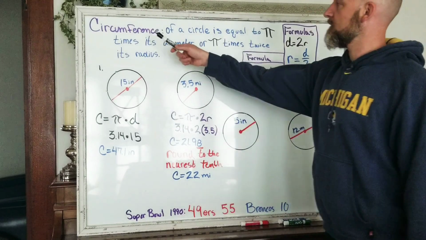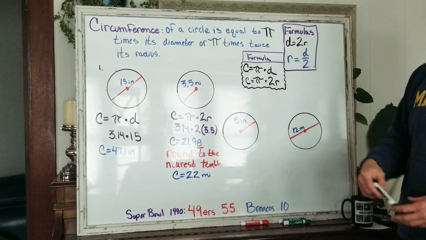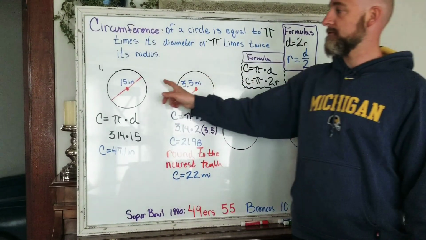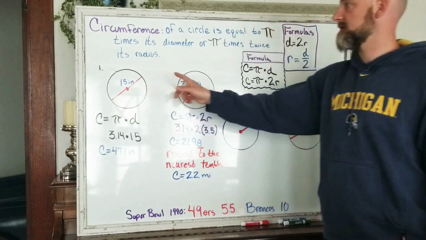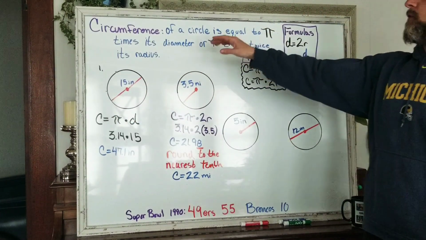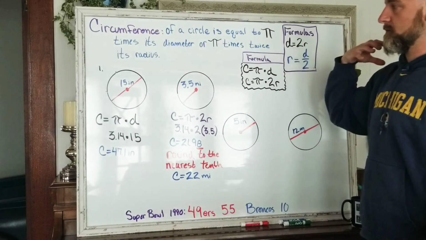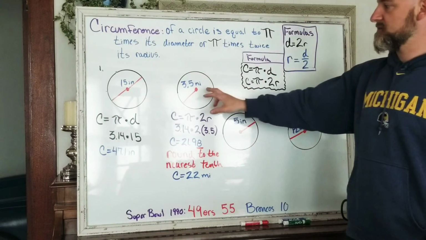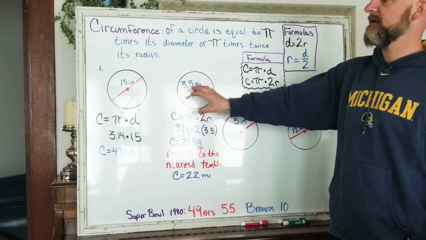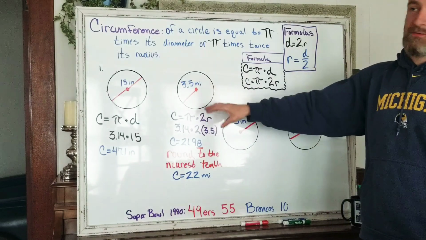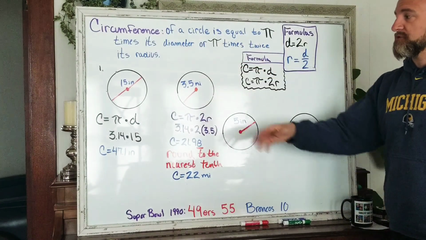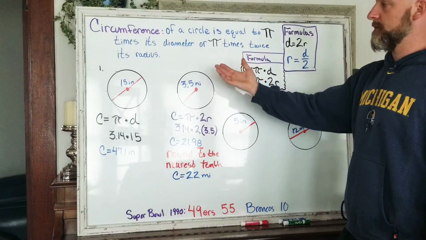So, circumference of a circle is equal to pi times its diameter. Remember, the diameter is the entire thing all the way across. Or pi times twice the radius. So remember, we had to find the radius of a circle. We were given 3.15 and we had to find out what the diameter was. We had to multiply times 2 to get the diameter.